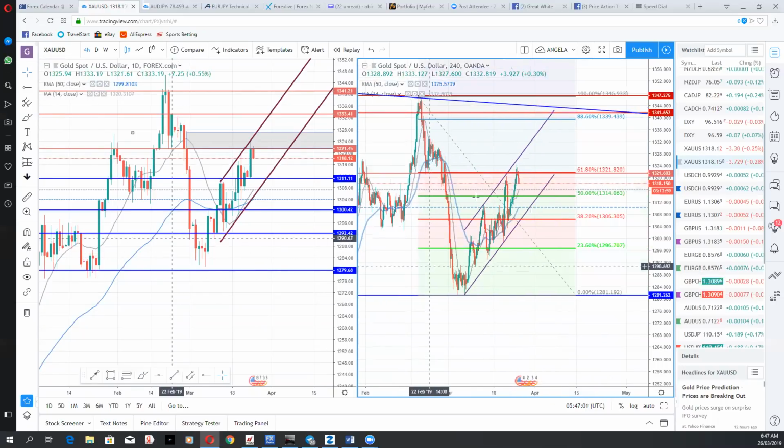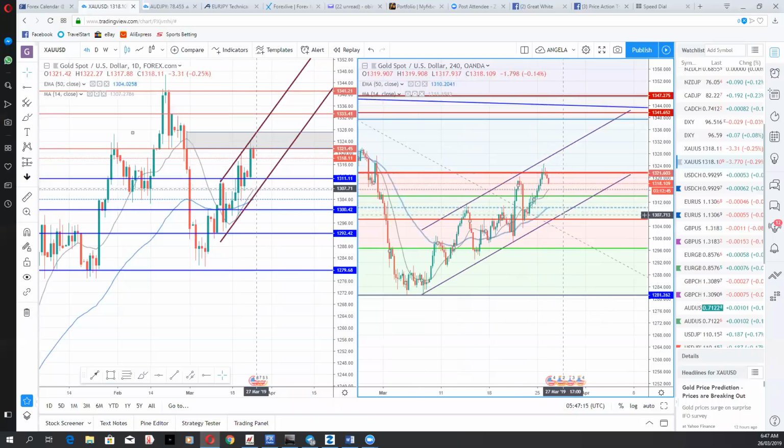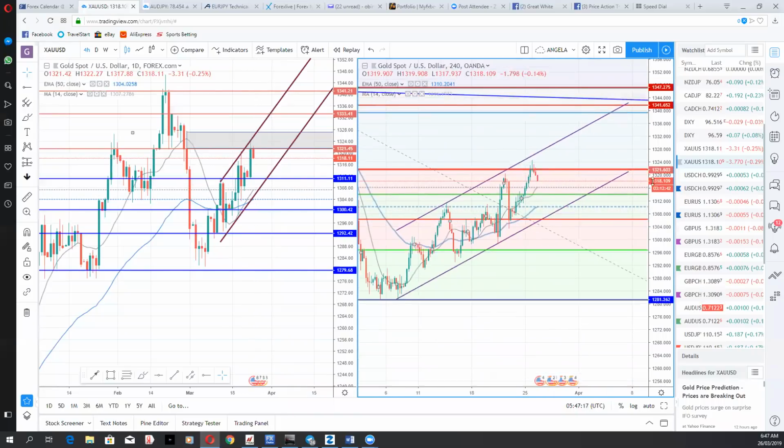So for now, and if you notice, from this high to this low, the 618 comes in at this point. So you can see that gold is reacting from what you would say a triple confluence. So for now, gold is in a bit of a correction. So the point is, where will gold correct to?